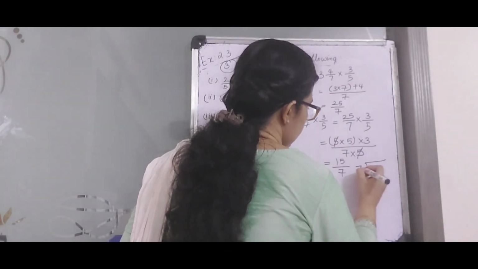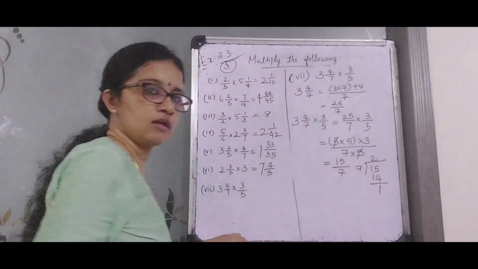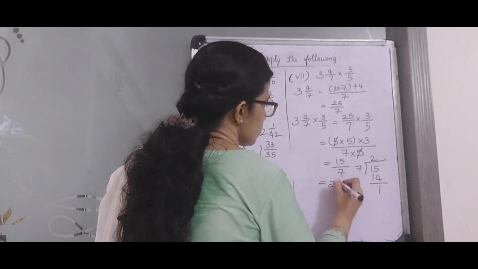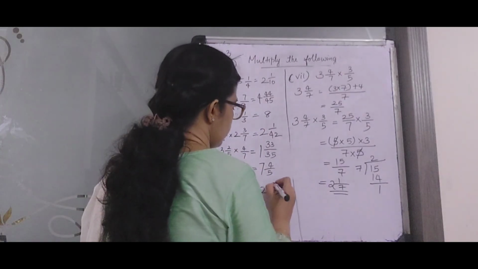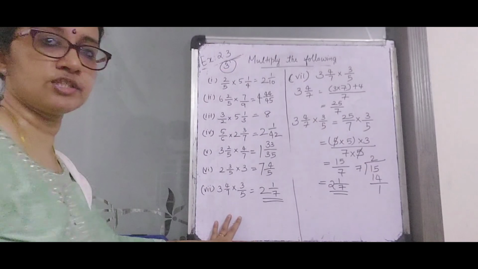Okay. Now let's convert this into a mixed fraction. 15 by 7. 7 2s are 14. Balance 1. So what is the answer? Quotient is 2. Remainder is 1. Divisor is 7. 2 1 by 7 is the answer. Okay. 2 1 by 7 is the answer for the 7th question.